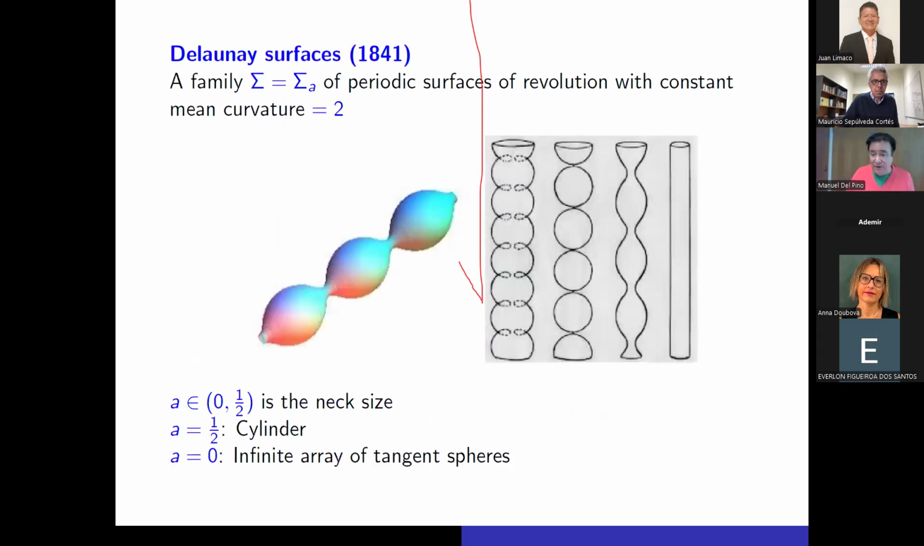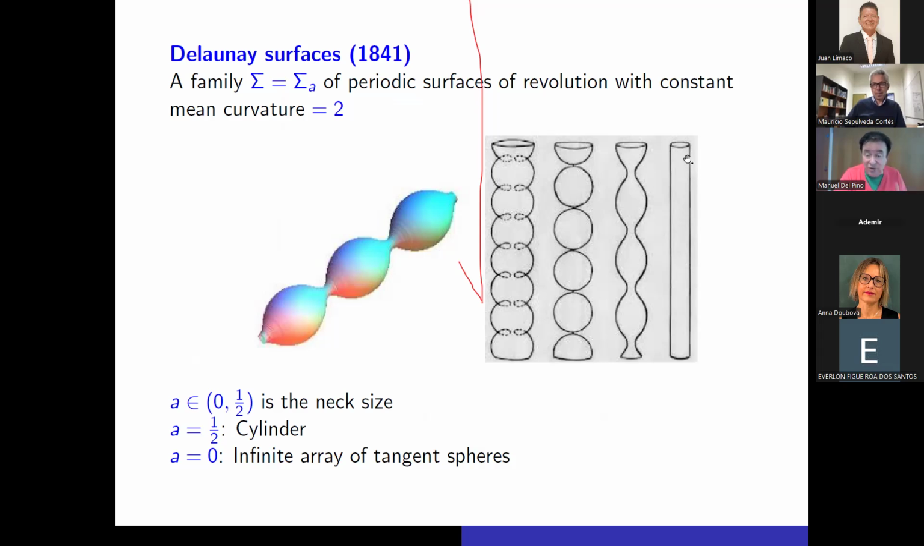Anyway, let me remind you of something that is also very classical: constant mean curvature surfaces. Lots of them are known. The simplest ones in 3D are axially symmetric ones that are not compact, however, are periodic and have this approximate shape, a periodic shape that looks like this. These depend on a parameter we call a, which is some inner radius, the neck size, that oscillates between 0 and 1/2. And when the neck size is 1/2, this becomes a cylinder.